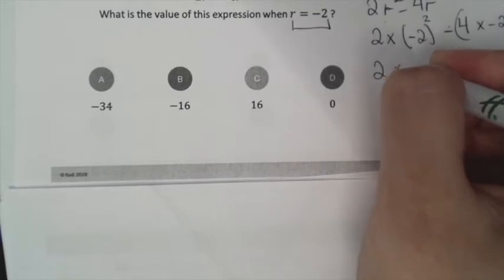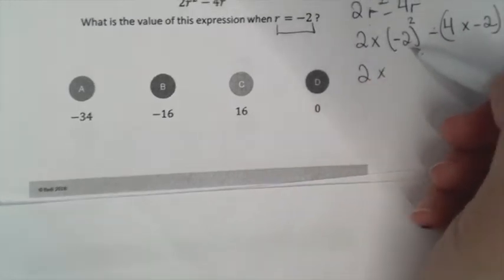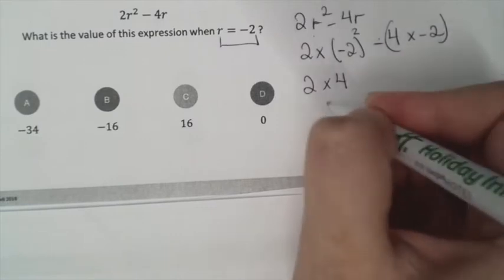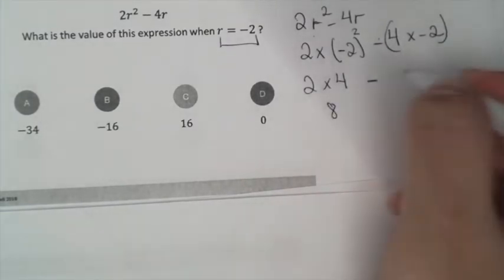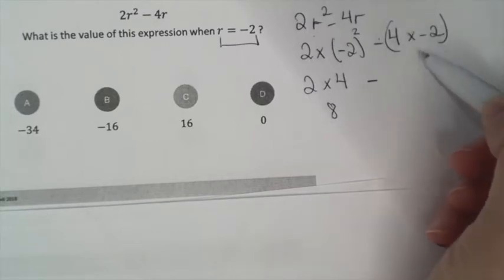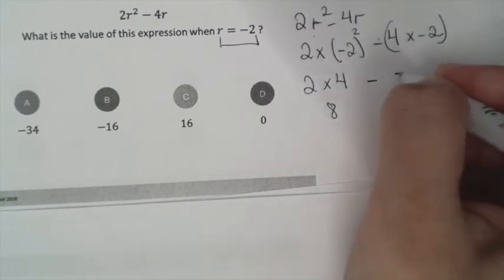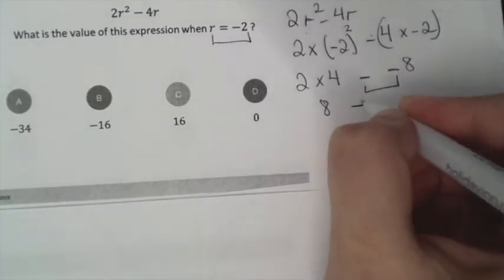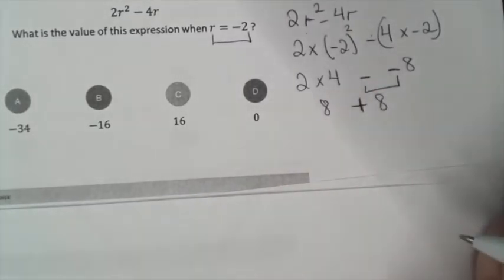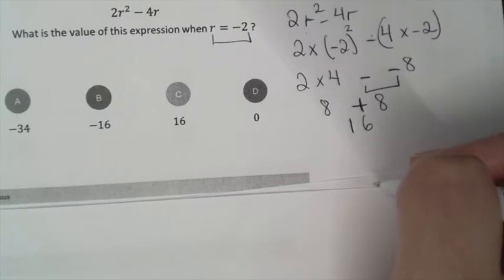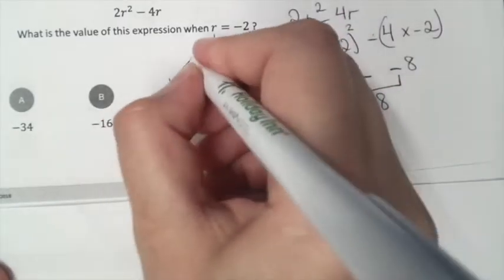Now, 2 lots of negative 2 squared is 4. So that's 2 lots of 4, which is 8. And then I'm subtracting, what am I subtracting? 4 lots of negative 2. 4 lots of negative 2 is negative 8. And subtracting a negative is the same as adding. So that's equivalent to adding a positive. So that gives me 8 plus 8, which is 16. So the correct answer is 16, which is option C.